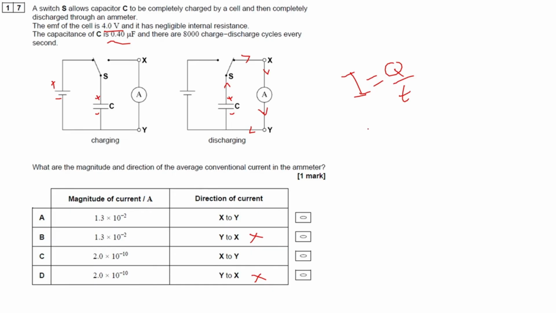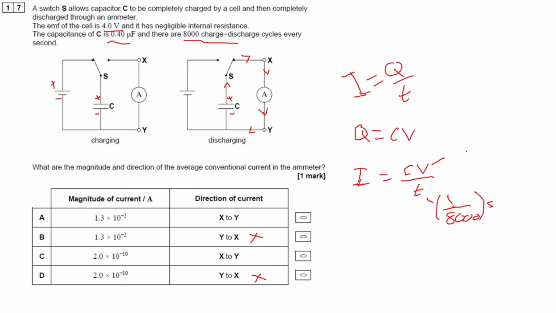So from the capacitance equations, we know that charge is equal to CV. So therefore, the current is, I replace Q with CV and then divide by T. So all that's left to find now is the time taken for the charge, or the discharge in this case. And it told us here there's 8,000 charge-discharge cycles every second. So 8,000 in a second, that means one discharge must be 1 over 8,000. So this is 1 over 8,000 as a time in seconds.